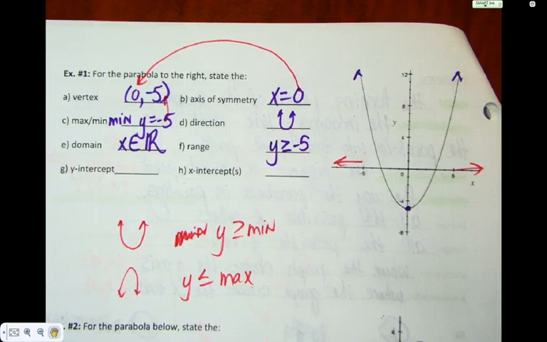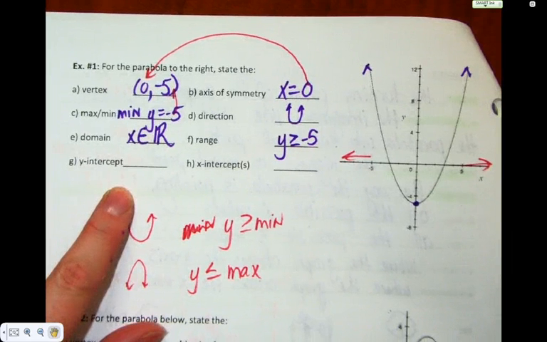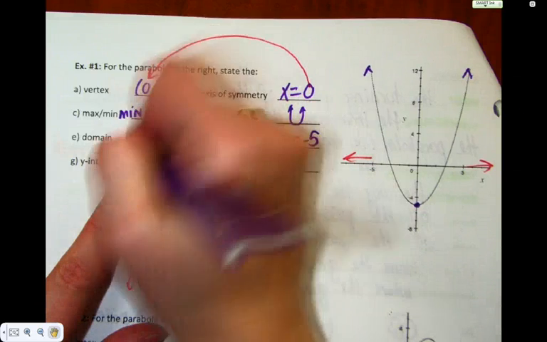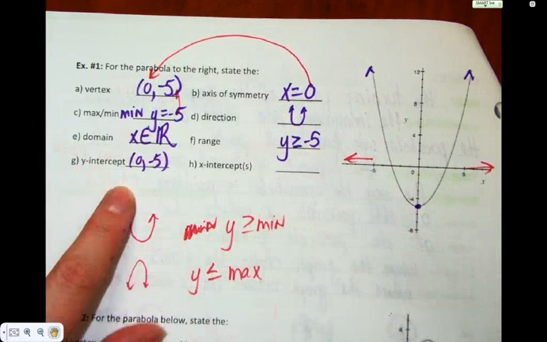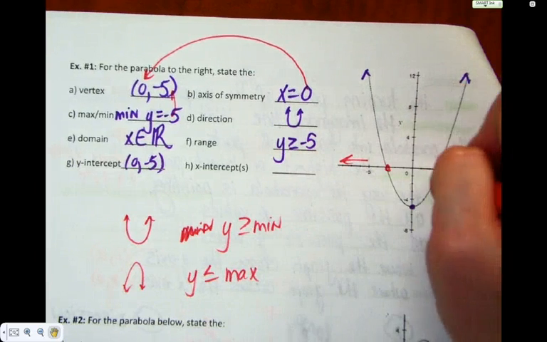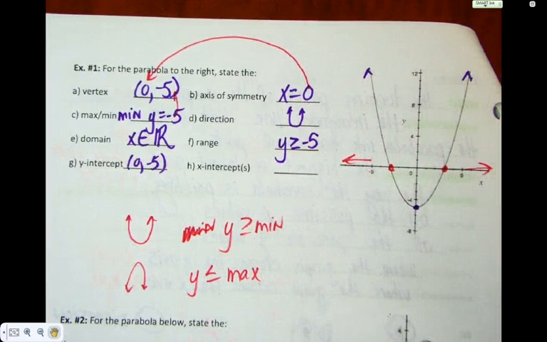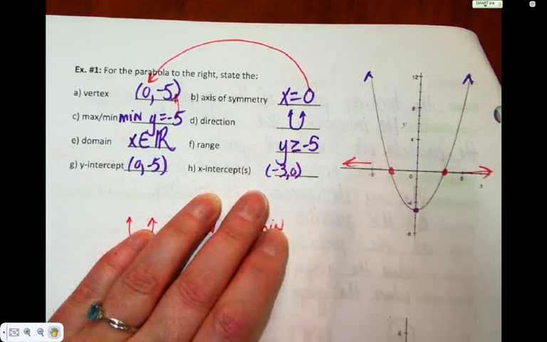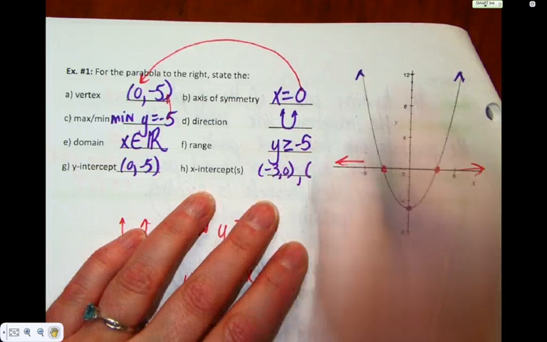The intercepts, you just pick them right off the graph, just like you did for a line. So what is the y-intercept? Where does it cross the y-axis? It happens to be the same as the vertex, but that won't always be the case. And the x-intercepts? (-3, 0) and the other point (3, 0).